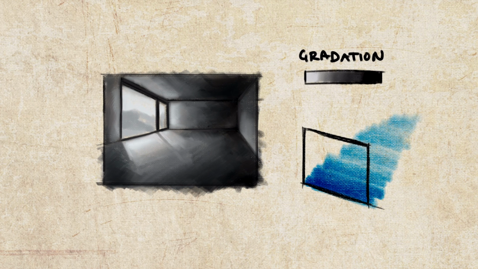Gradation is a transition from one value to another or from one color to another. This transition, by its very nature, is naturally going to guide the audience's eye from the front of the composition all the way into the back.